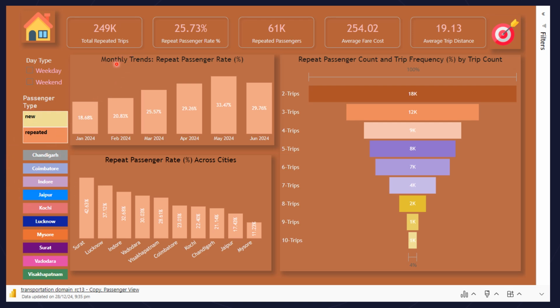Moving further into monthly trends, we can see in the month of May we have the highest repeat passenger rate of 33.47%. If we look at the repeat passenger rate across cities, we can see Surat has the highest repeat passenger rate. In the repeat passenger count and trip frequency percentage by trip count, the most common trip count is 2 trips, and they are around 18,000, which occupies the most space in the trip frequency percentage. Now let us dive into the target view.